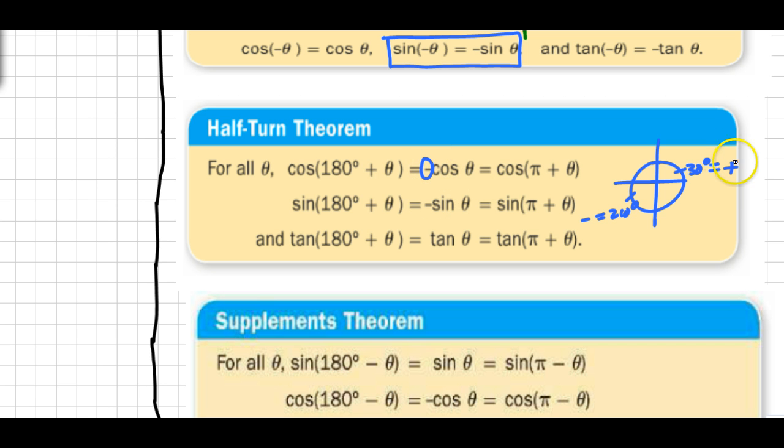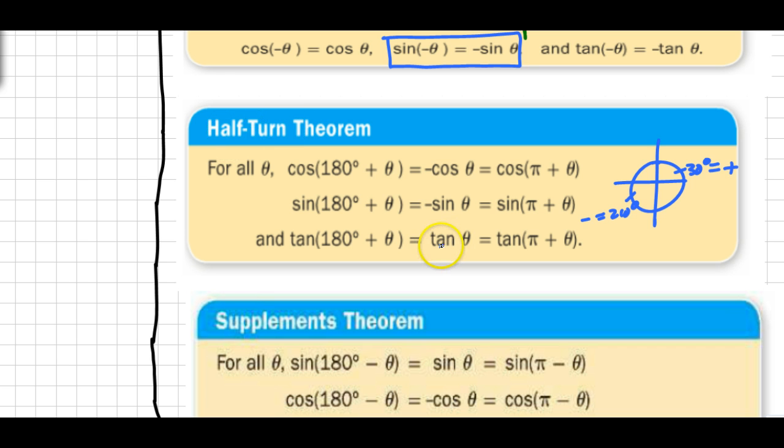The same is true for sine. The sine in quadrant 1 here, if it was a 30, would be a positive value. If you add 180 onto that, you would end up getting a negative value. The y value in quadrant 3 at 210 would result in a negative number. So the cosine and the sine there are both negative, or opposites of each other, when you do a half turn.